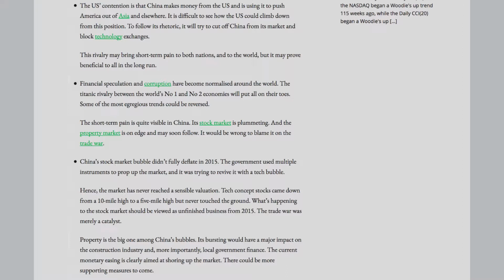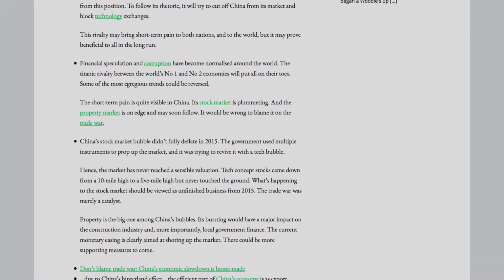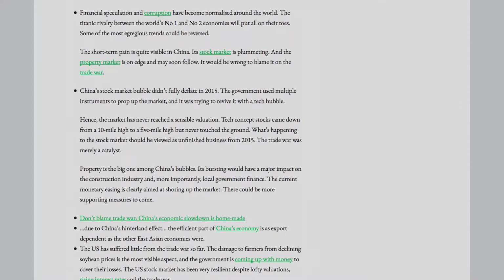in the long run. Financial speculation and corruption have become normalized around the world. The titanic rivalry between the world's number 1 and number 2 economies will put all on their toes. Some of the most egregious trends could be reversed. The short-term pain is quite visible in China. Its stock market is plummeting, and the property market is on edge and may soon follow.